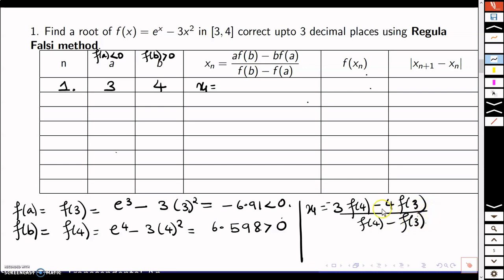Right? F of 3 and f of 4 are already known to you, and 3 and 4 you already know. So you put this quantity in your calculator. You compute this and you will observe that this quantity turns out to be 3.5117. You can check this on your calculator by putting the values of f of 3 and f of 4. So this value I will put here, and that is my first approximate root, that is x1.